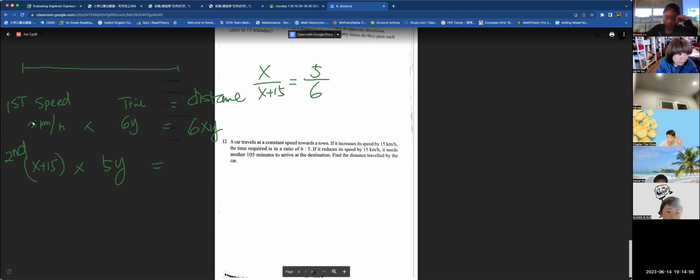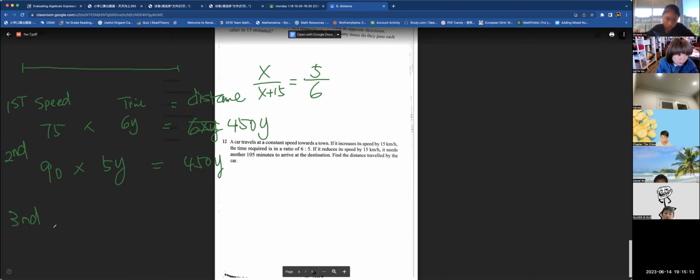So this is something we already know, right? If you know this is 75, then 75 times 6 equals what? 450y, right? And this one, 90 times 5y, equals 450y. See, it's the same, right?